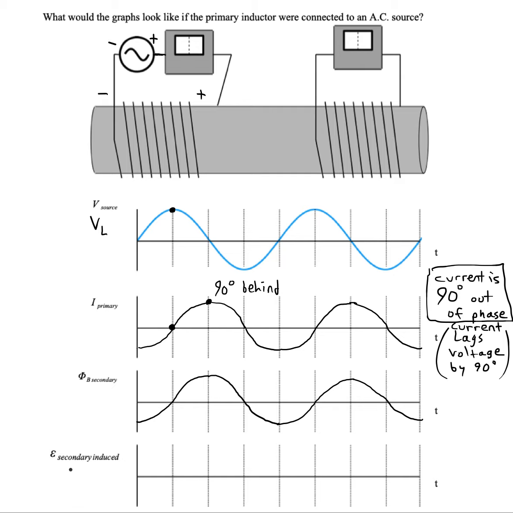Now, when it comes to the voltage induced in the secondary coil, it will have to follow Faraday's law. The full form of this, when we have more than one coil though, we should put an N into the formula. N stands for the number of turns in the coil.